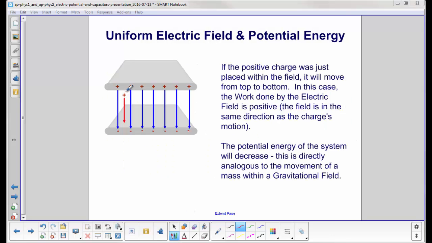Here's an illustration of what would happen if we just put the positive charge in the field here and did not put any force on it. In this case, the work done by the electric field is positive. The field is in the same direction as the charge's motion, so by the definition we've used for potential energy, that it's the negative of the work done by the field, the potential energy of this system will decrease. That's directly analogous to the movement of a mass within a gravitational field. If this was the gravitational field, these blue lines, and we put a mass here, it would fall down. The potential energy would decrease.